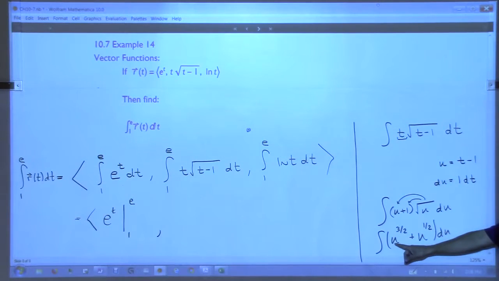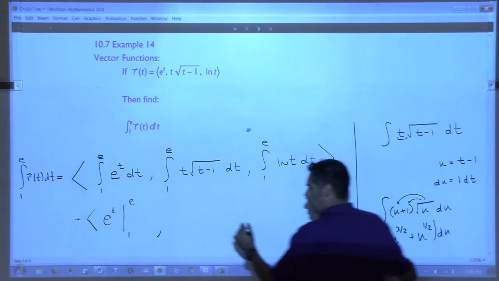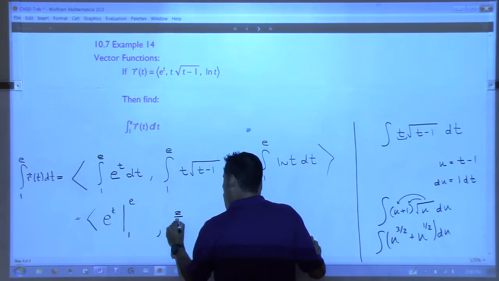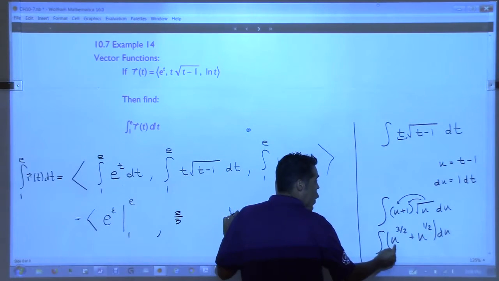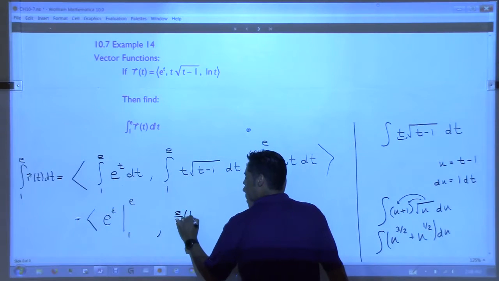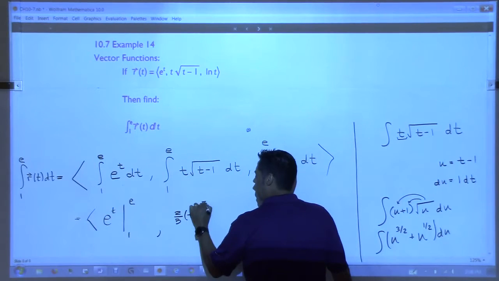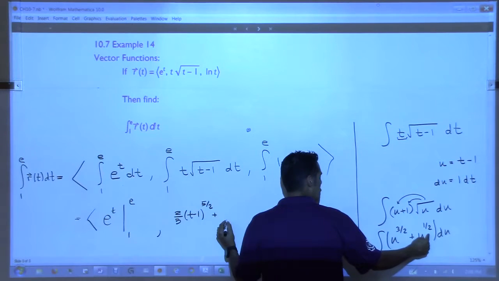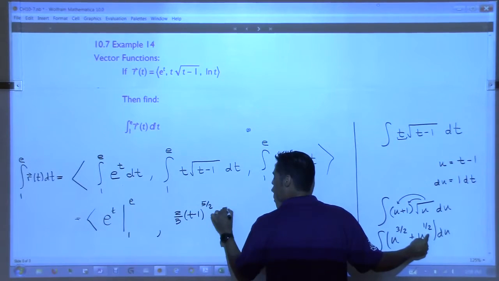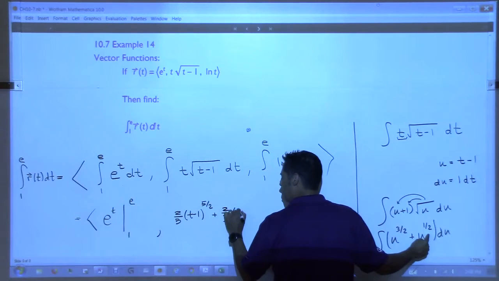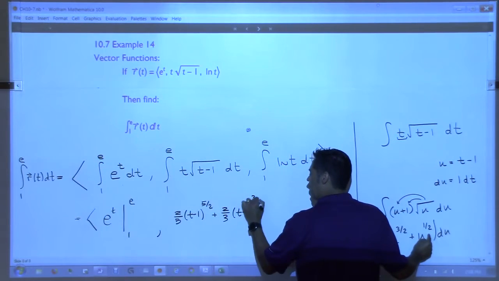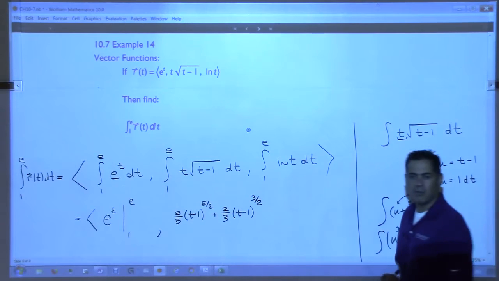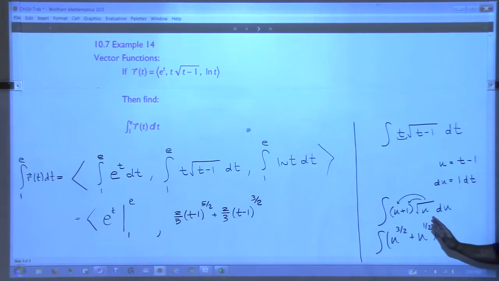u to the 5/2, but out in front of it, 2/5, right? So we'll have 2/5 u to the 5/2, but u is t minus 1. So t minus 1 to the 5/2. And then we have plus the antiderivative of this, which would be 2/3 u, which is t minus 1 to the 3/2. All right, everyone agree with that? Understand what I'm doing there?